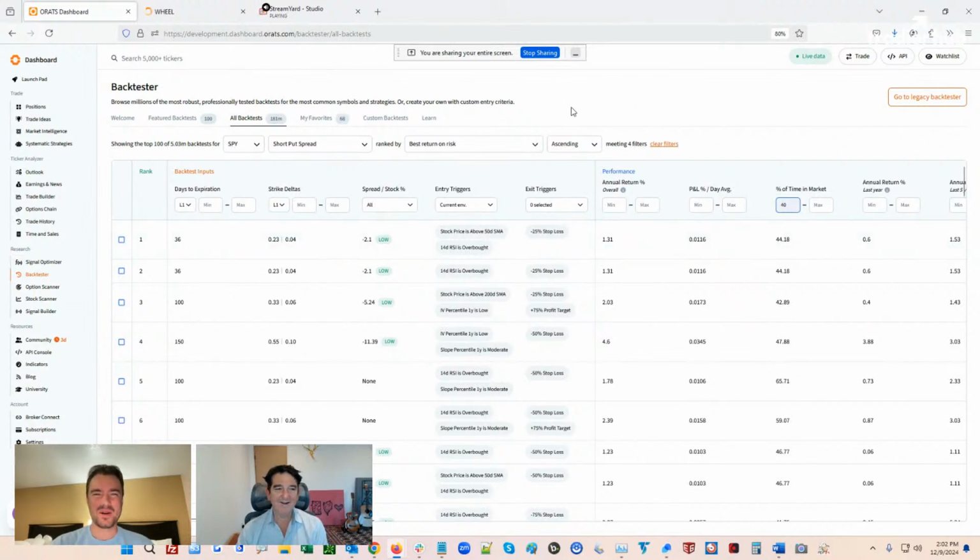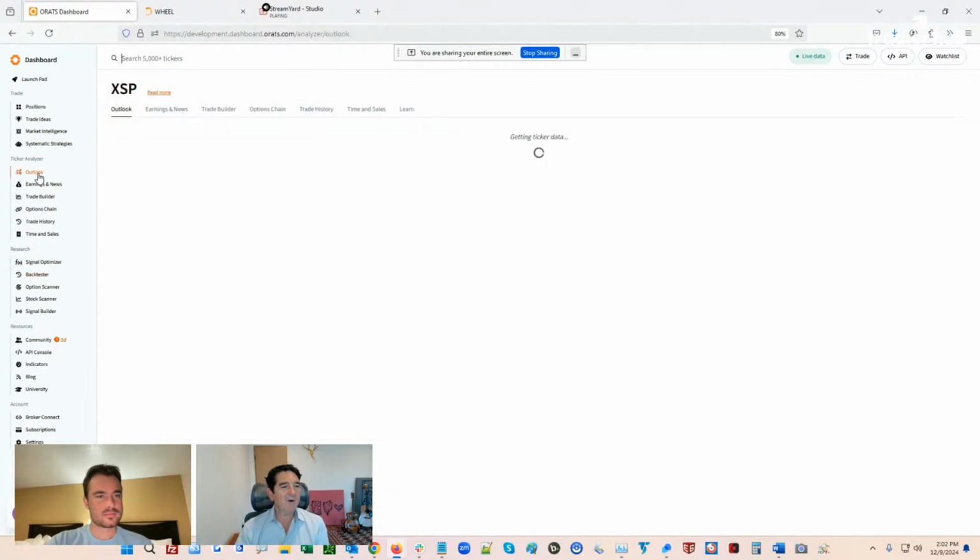Yeah. So today we're going to go over signals and indicators and some of the entry and exit criteria in the backtester, and a bunch of the different ways that you can use ORATS indicators to help you trade and generate alpha. Do you want to start in the Outlook tab, Matt, or do you want to start in the backtester?